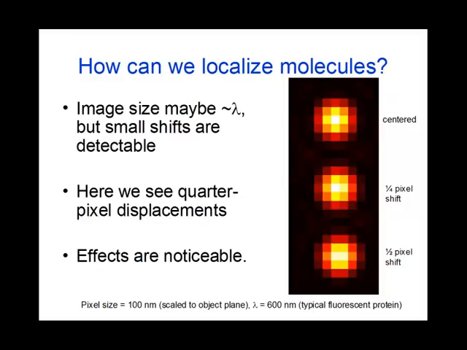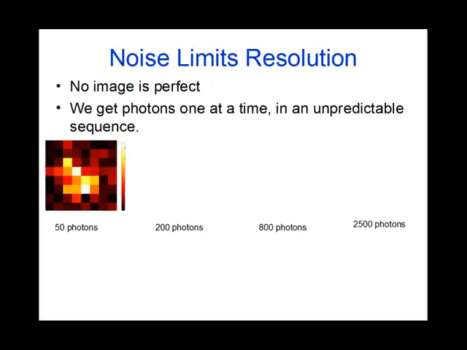So the key thing to take away is that even though the width of the point spread function is very large, small shifts, even subpixel shifts, can be detected. The problem is noise. That simulation did not have any noise. In the real world, photons arrive one at a time, and the sequence is not predictable. So here's a simulated image with 50 photons. Your guess is as good as mine where the molecule actually is.